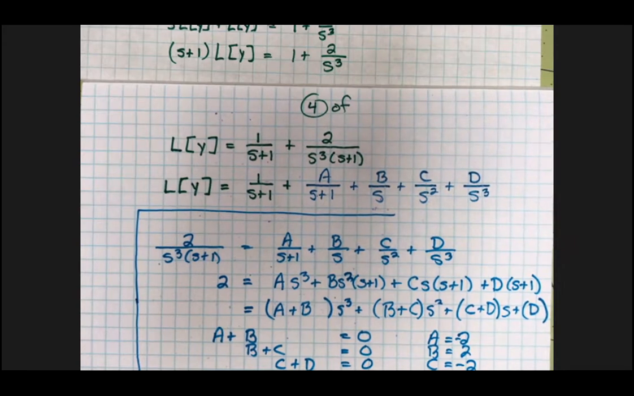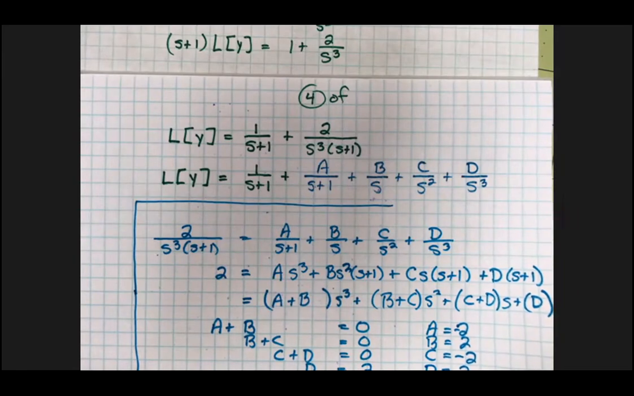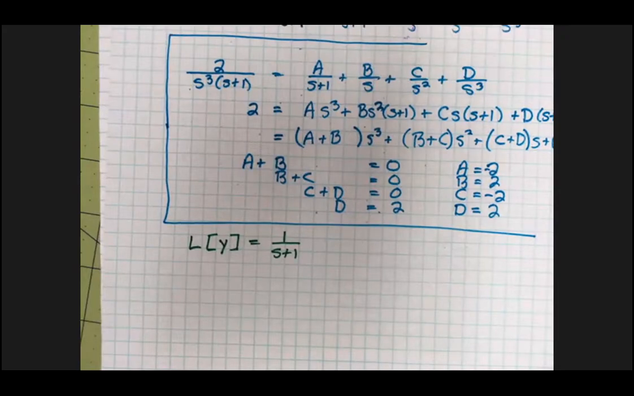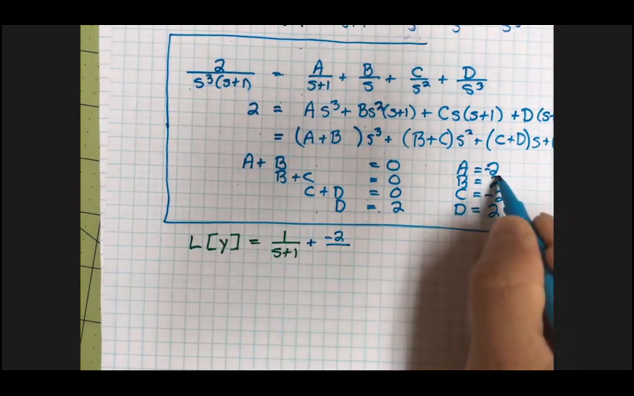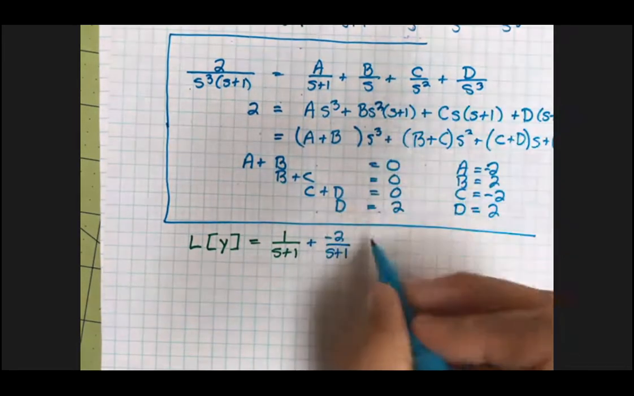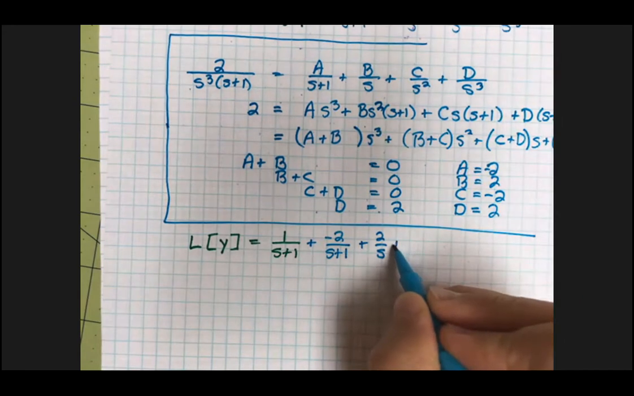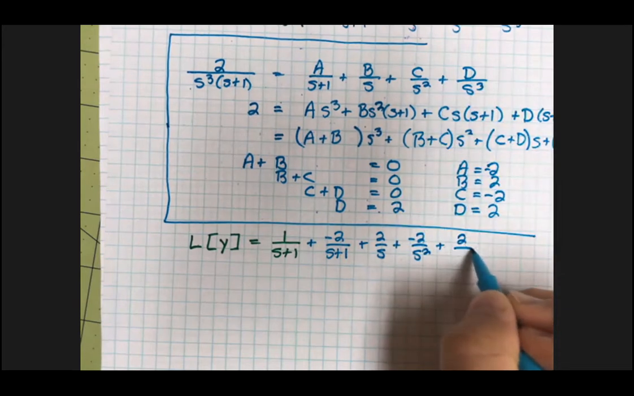Okay, now we're ready to fully decode. But still there's work left. This is what I mean. The partial fraction decomposition, I can do many ways. The decoding, I still have to be careful with. Let's write this. Negative two over S plus one. And positive two over S and minus two over S squared. I'm being very deliberate here for a reason. Plus two over S cubed.